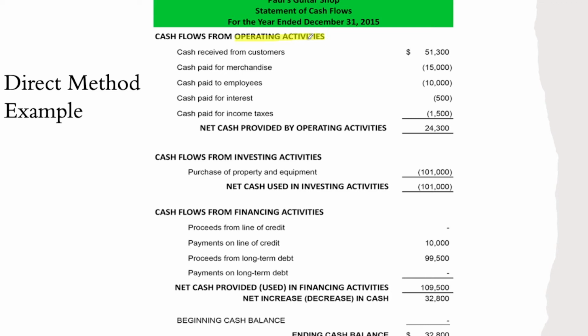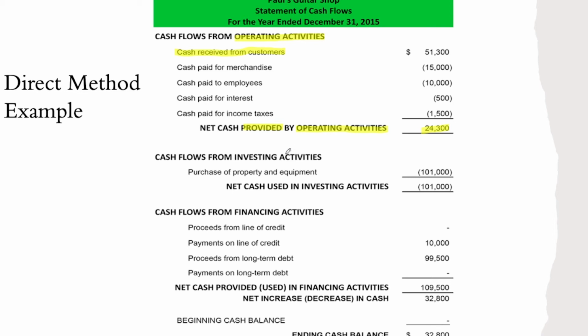And as we previously explained under the direct method, under the operating activity section, you're always going to start with cash received from customers. Next, you would just display out all the activities that are included in the operating section, and of course net that out at the bottom with a net cash provided by operating activities. However, note that this balance is positive, so it would be net cash provided by operating activities.